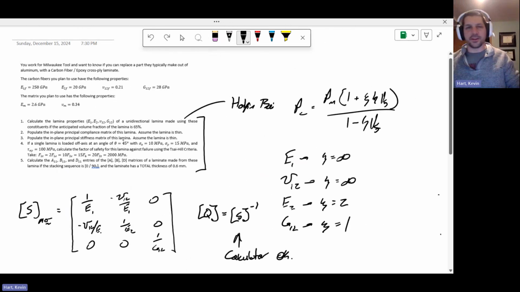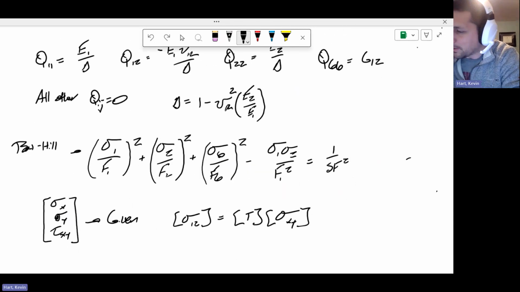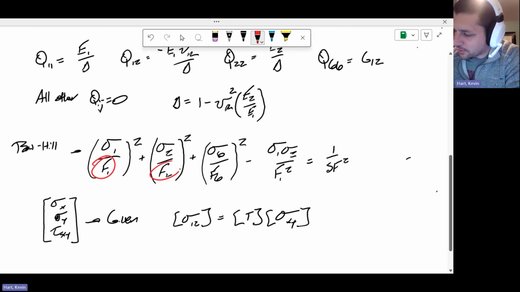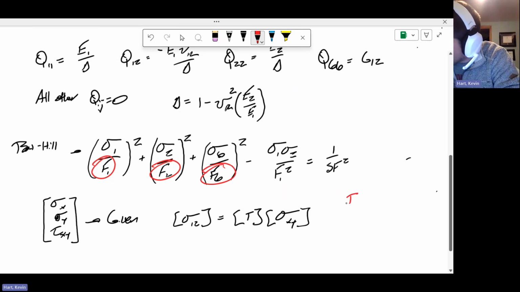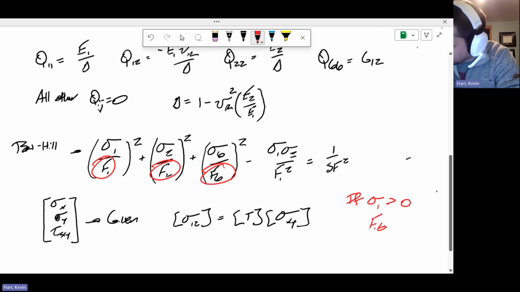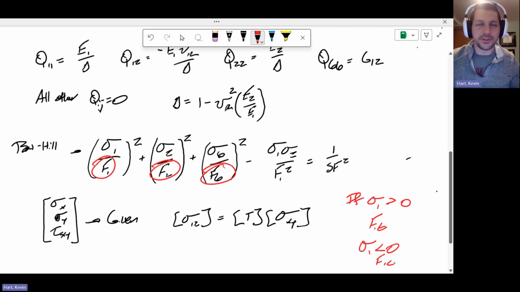Okay, so after you make the transformation, plug that into psi Hill. And remember when it comes to psi Hill, what failure strengths you're using. Failure strength is different in tension and compression. So if sigma 1 is greater than 0, use F1T. If sigma 1 is less than 0, use F1C. Same thing for the 2 direction, blah, blah, blah. You've done this. You understand.